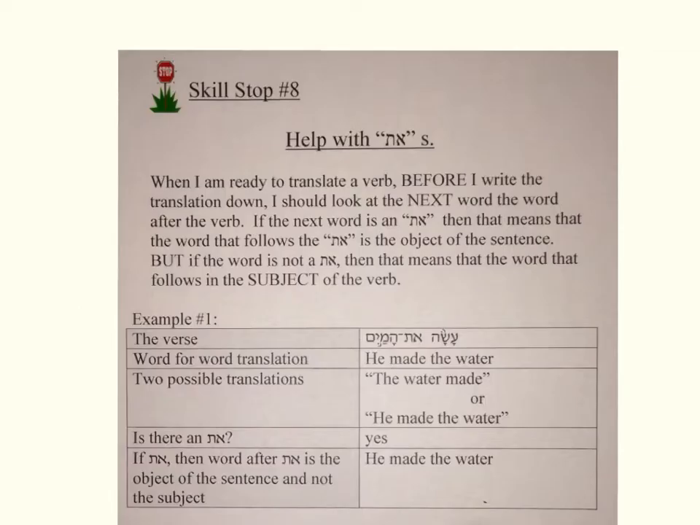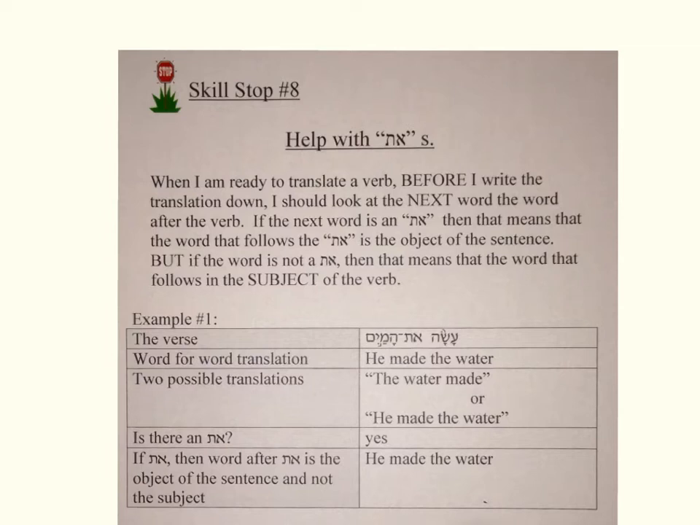So we know that in Hebrew, the word order often doesn't translate directly the way that we would put words in order in English. We've seen this already in previous skill sets. So the word et is something that can help us figure out what order the words are supposed to go into. So let's read the instructions together.